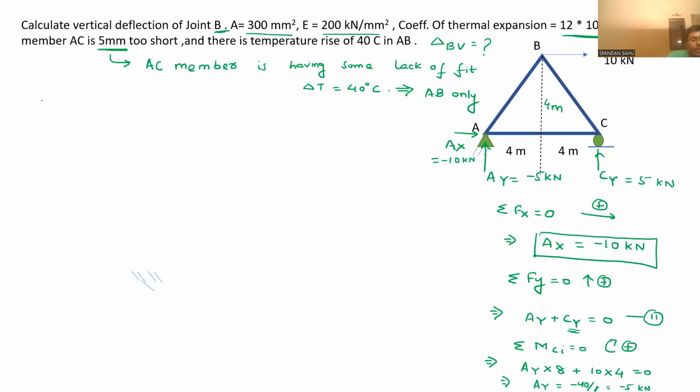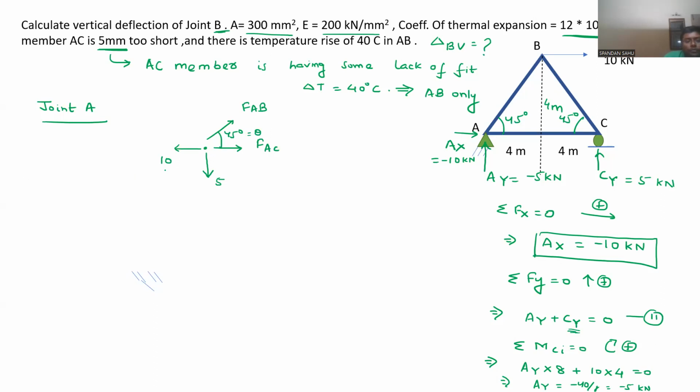So now for joint A, let us draw the FBD. So minus 5 is upward, so 5 kilonewton is downward. Rightward Ax is minus 10, so leftward Ax will be 10 kilonewton. And here this will be FAC and this will be FAB. And this angle is 4 by 4 means this is 45 degree, this is also 45 degree. Now this is 45 degree, that is theta.